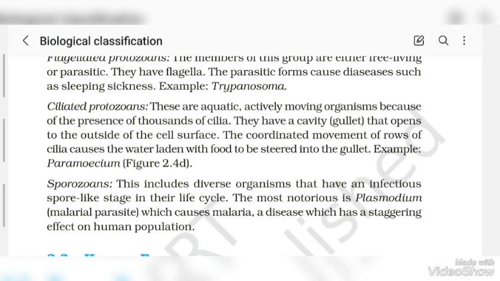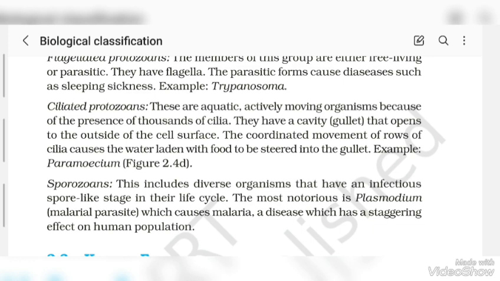Ciliated protozoans. These are aquatic, actively moving organisms. Because of the presence of thousands of cilia, they have a cavity, the gullet, that opens to the outside of the cell surface. The coordinated movement of rows of cilia causes the water laden with food to be steered into the gullet. Example: Paramecium.